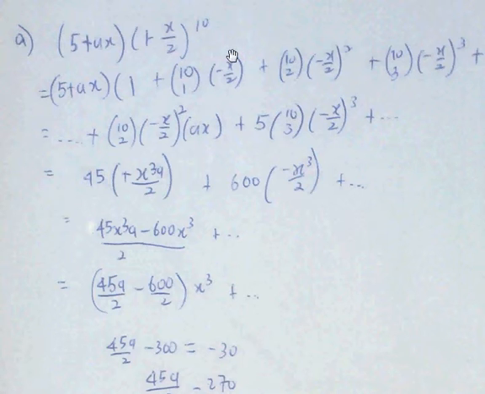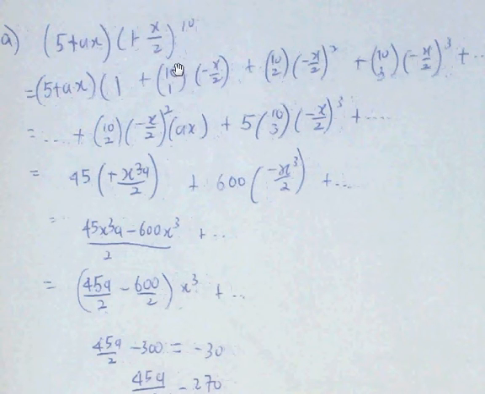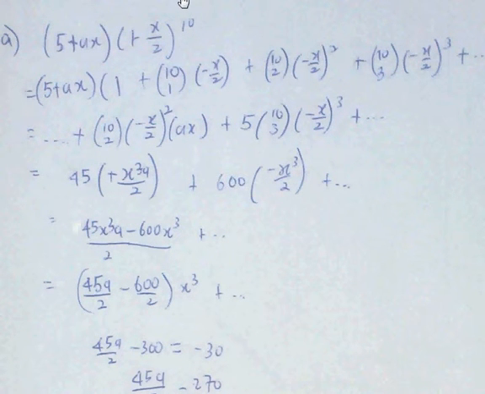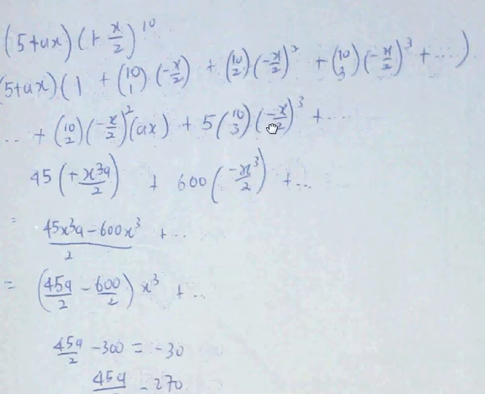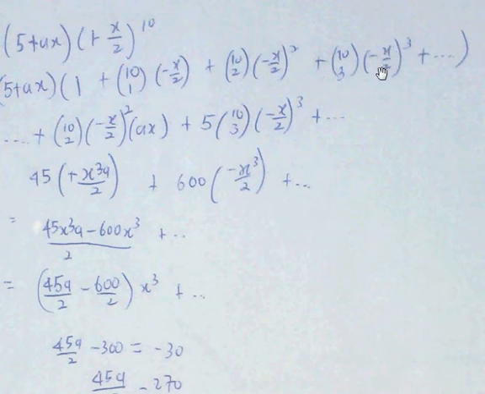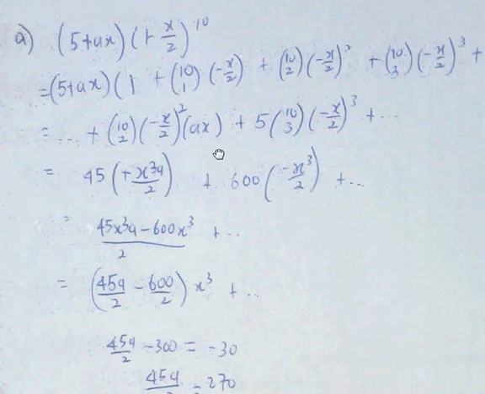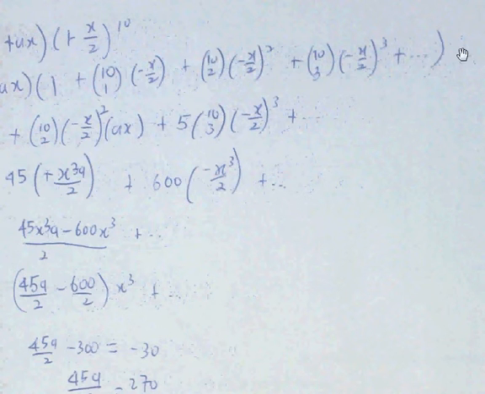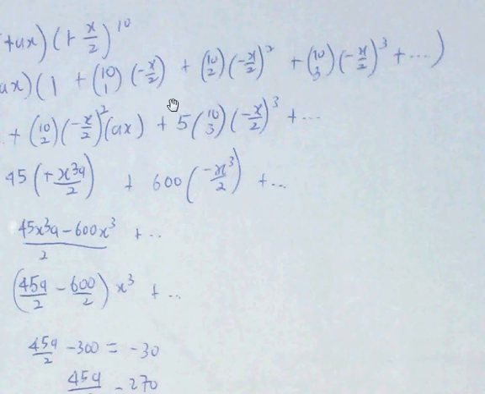Given the equation (5 + ax)(1 − x/2)^10, when we expand this, we have to use the standard formula to expand (1 − x/2)^10. Since we are only required to find the coefficient of x cubed, we only need to expand to the power of 3, which means that when we see x to the power of 3, we expand till here, since it's not necessary to expand to the last coefficient.